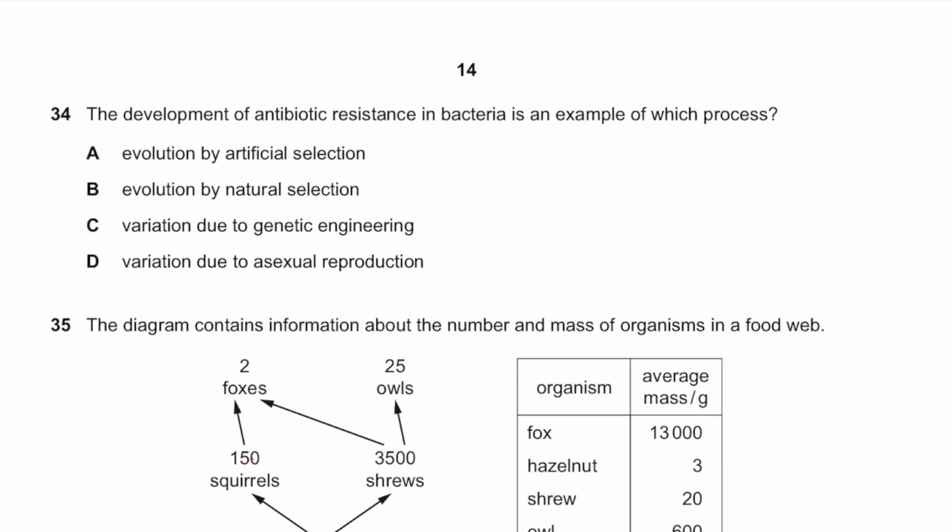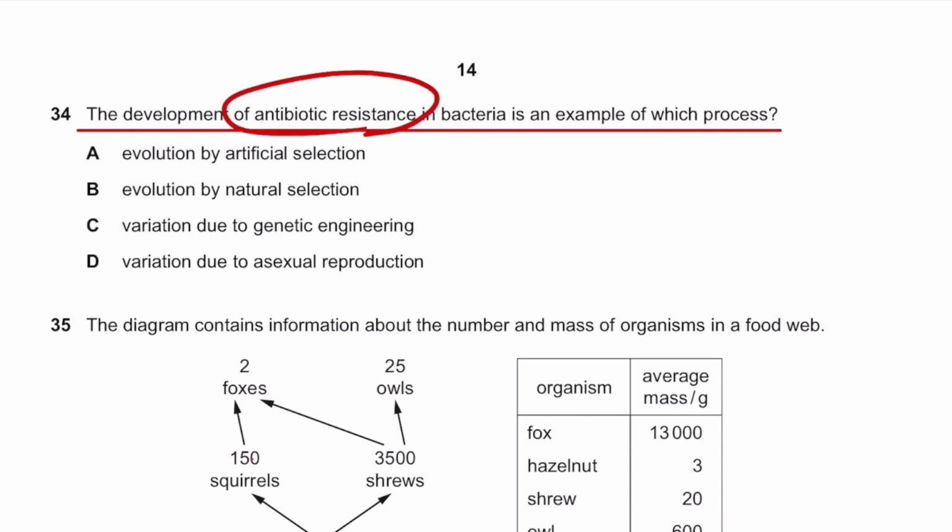Question 34. The development of antibiotic resistance in bacteria is an example of which process? So development of antibiotic resistance in bacteria can be caused by, first, if there is a variation in bacteria. So amongst all the millions of bacteria, there can be one bacteria that has an antibiotic resistant gene.